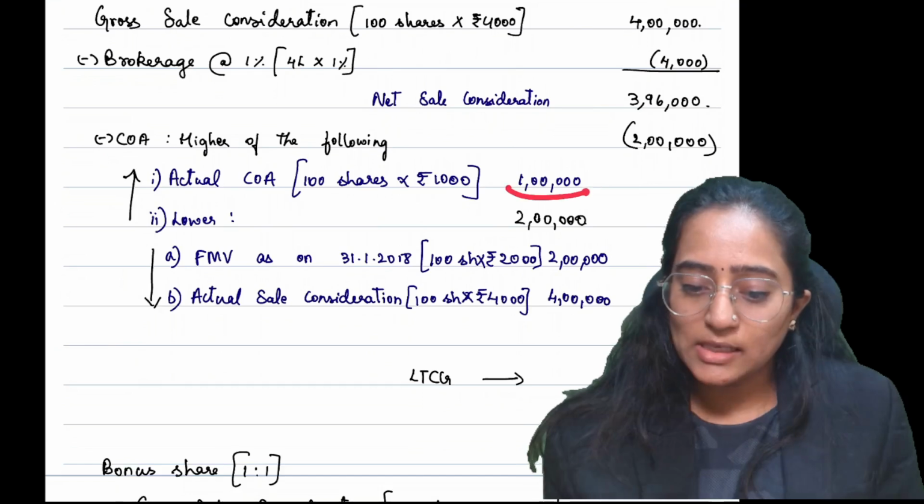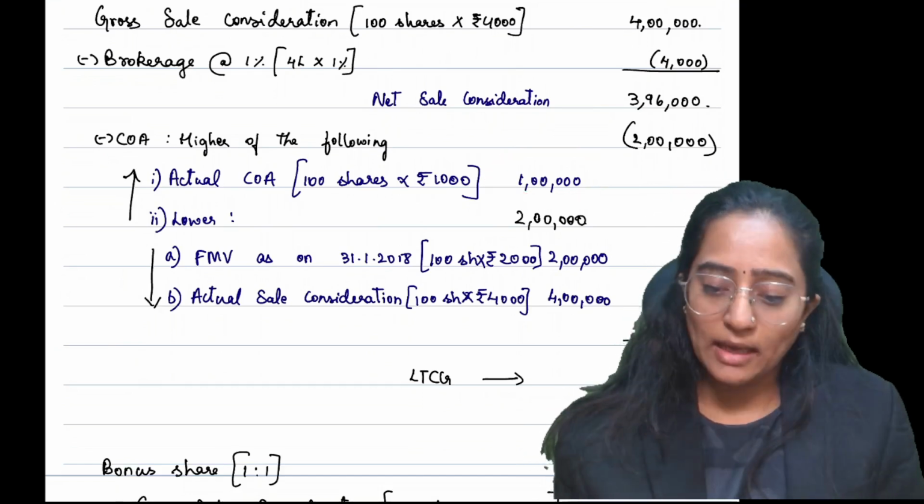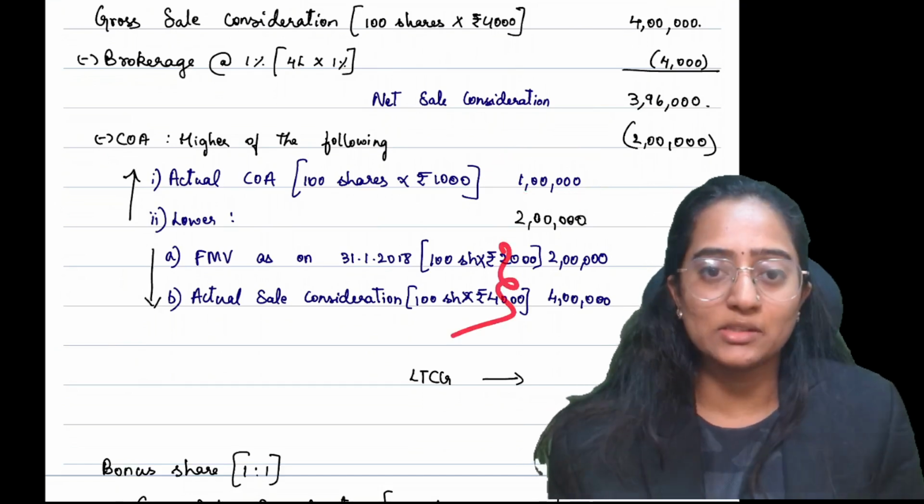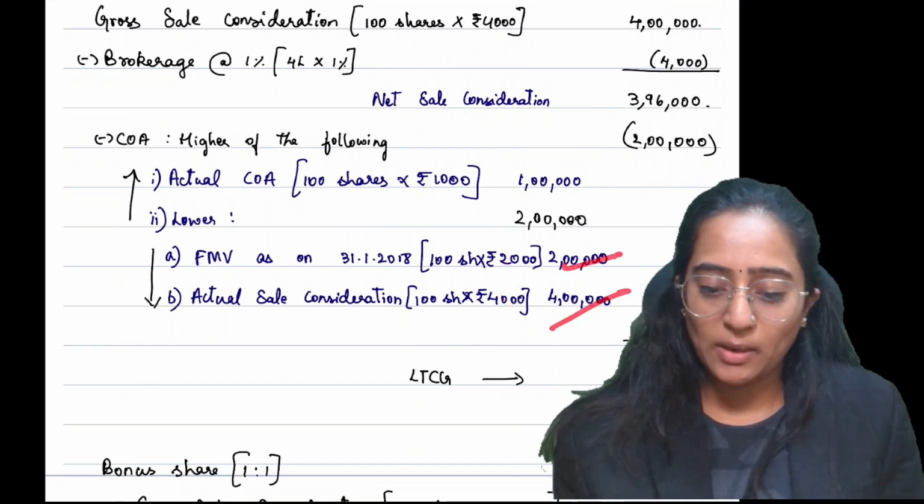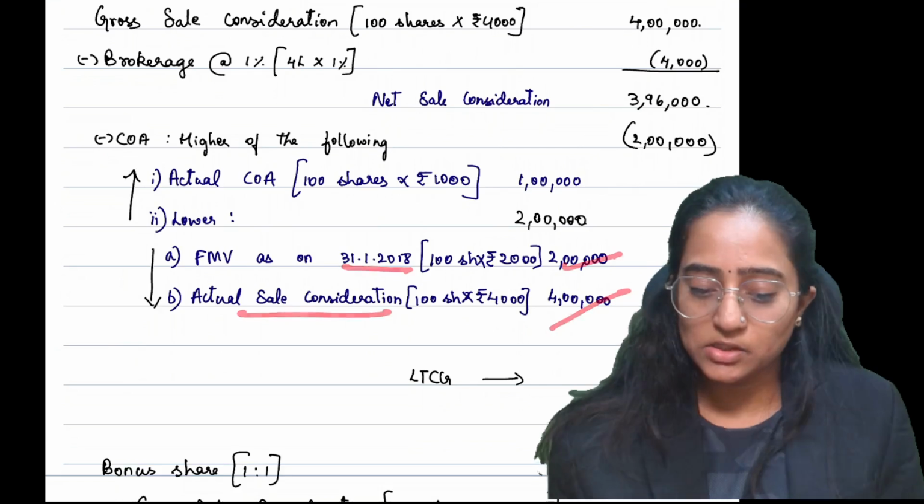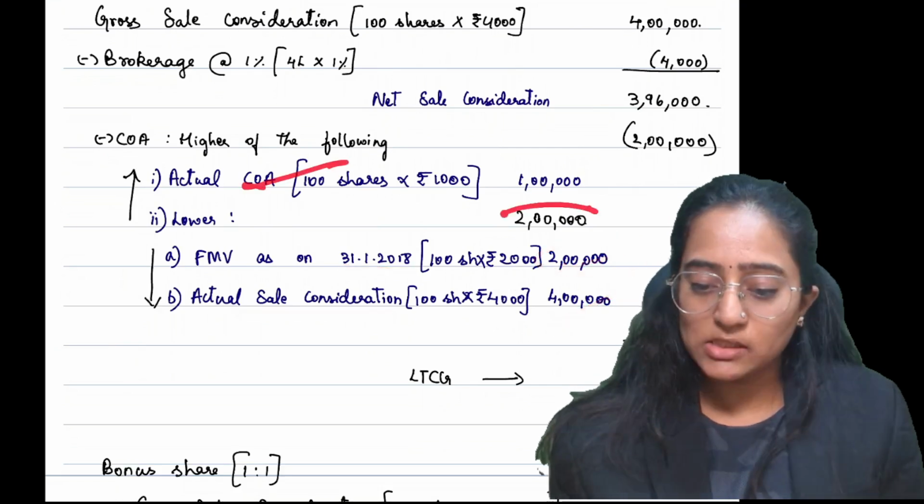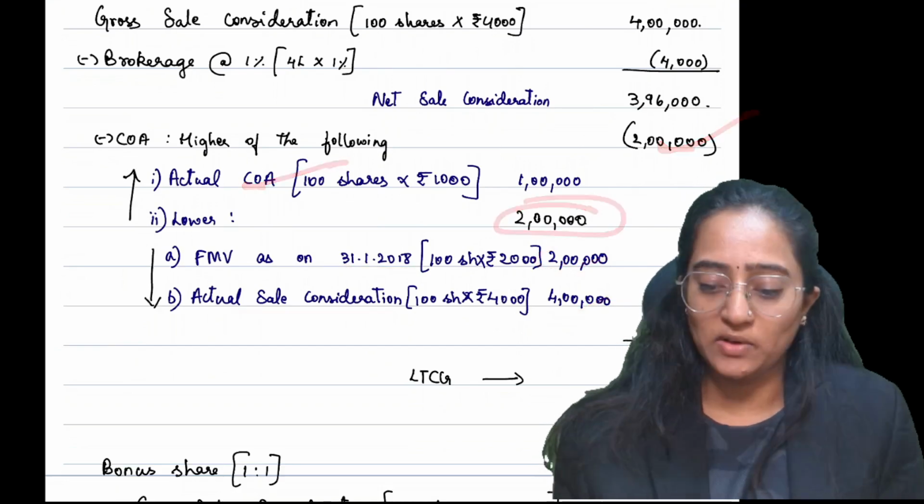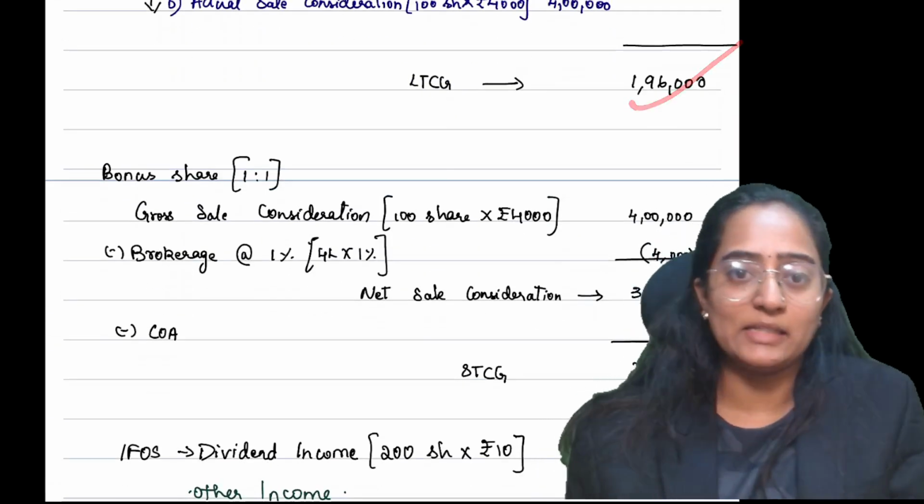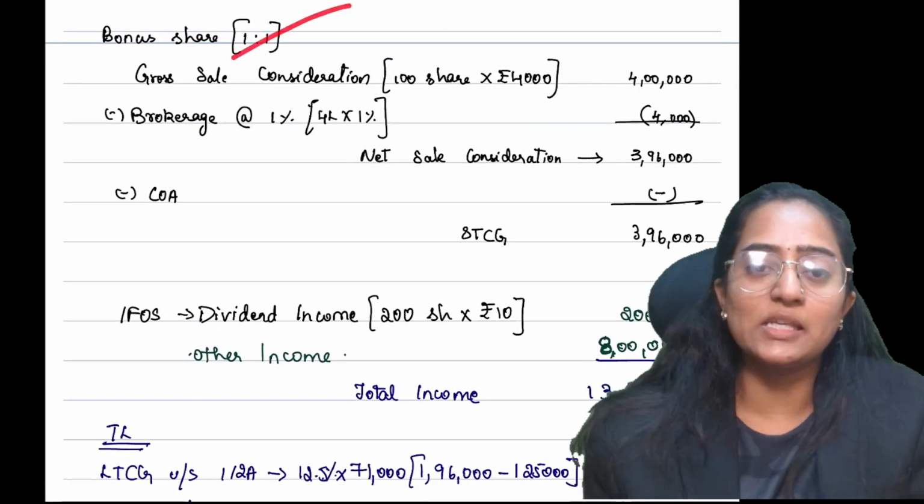Okay, your actual sale consideration is 4 lakh. Here, whichever is lower, you are going to consider. So 2 lakh or 4 lakh. Fair market value on this date, or actual sale consideration, whichever is lower, 2 lakh. And the cost of acquisition, whichever is higher, 2 lakh you will take it, and LTCG is 1,96,000.